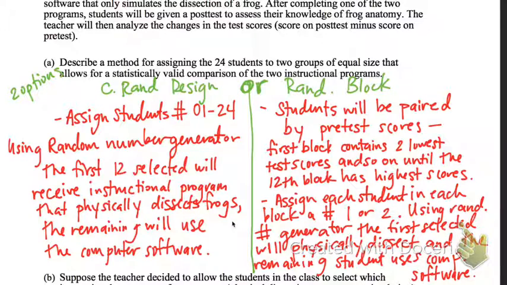Let's look at part A. There were two ways that you could have answered this. I think that the completely randomized design is probably the easiest, but you might have taken it a step further and decided to block. So the graders accepted both answers. Completely randomized, you give everybody a number between 1 and 24. Then the first 12 selected go to the physical dissection. The last 12 go to the computer software dissection.